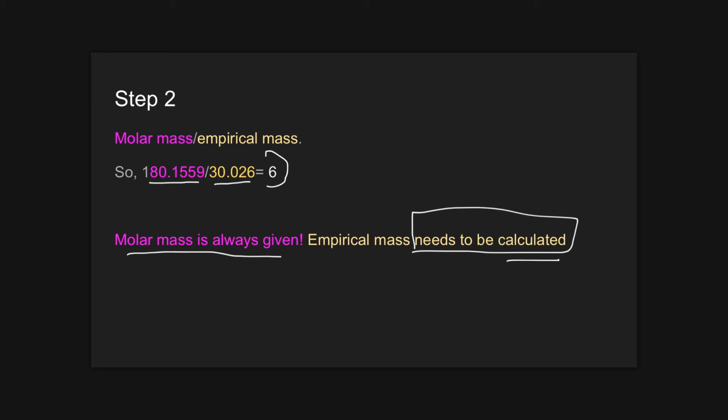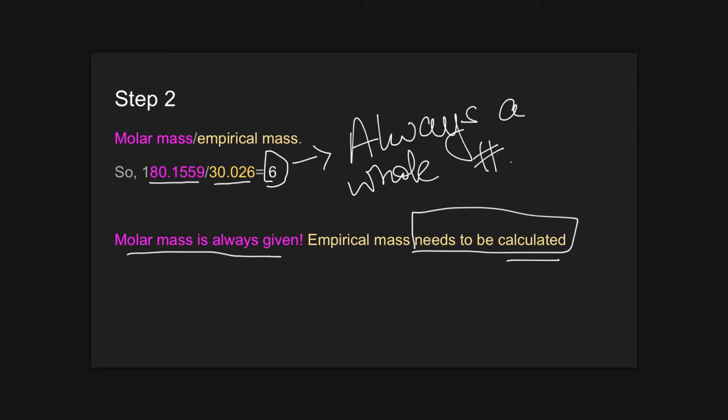You got this as your answer, right? In this example, you got 6. Remember, this will always be a whole number. Sometimes you might get 6.00 something or 5.99 something. It's fine if it is in decimals, as long as it is 0.9 something or 0.0 something, and then depending on what you got, you can either round up or down, but you will always end up with a whole number.